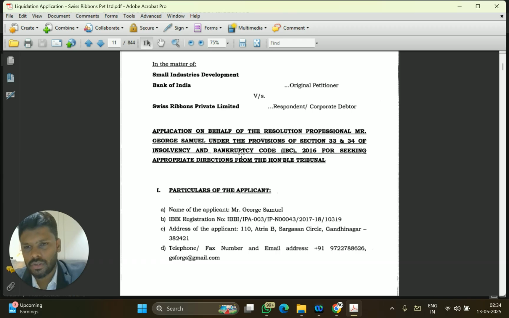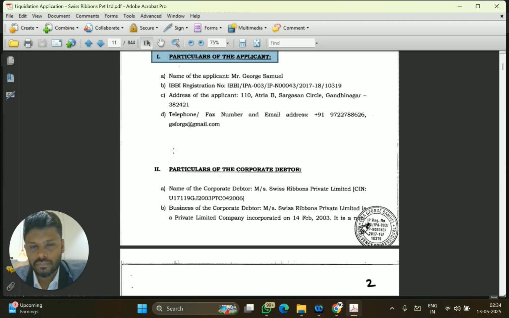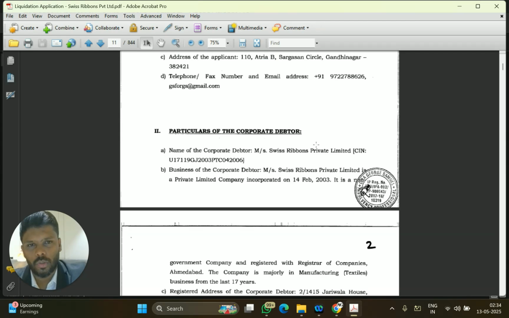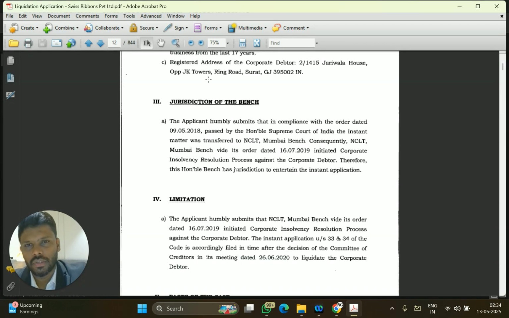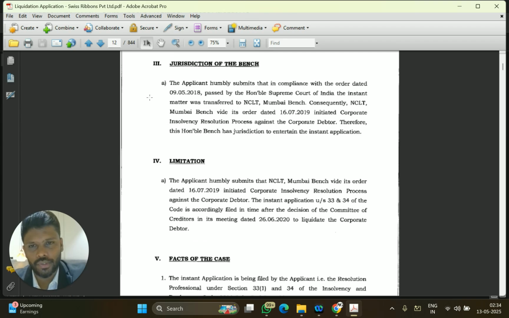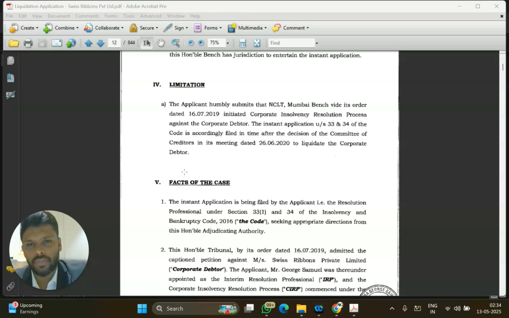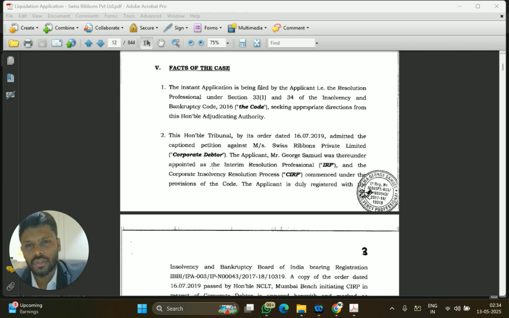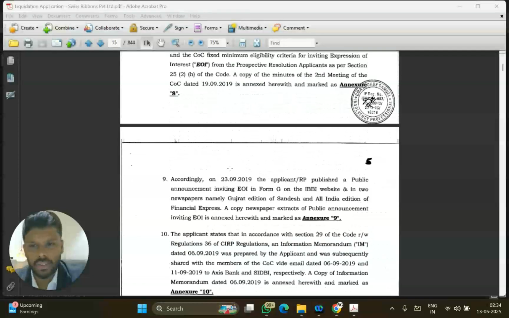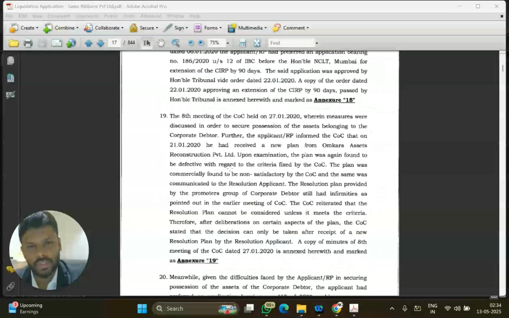So the main application generally has 5 parts. One is the particulars of the applicant, part 1. Part 2, particulars of the corporate debtor. Part 3, jurisdiction of the bench, as to how this bench has jurisdiction to deal with this application. Part 4 is limitation, and part 5 is the facts of the case. And one additional part in the end, that's relief sought, the prayers that we seek.